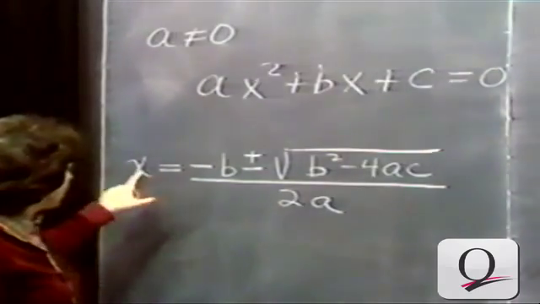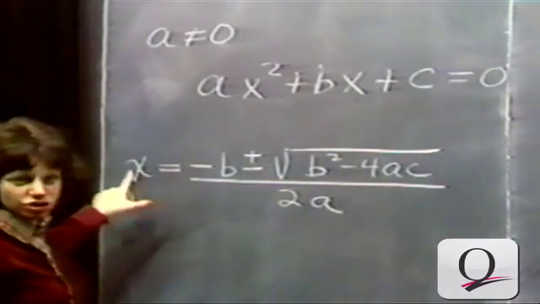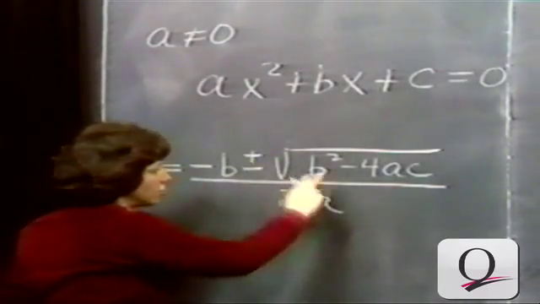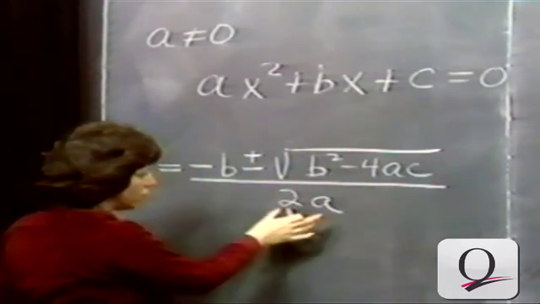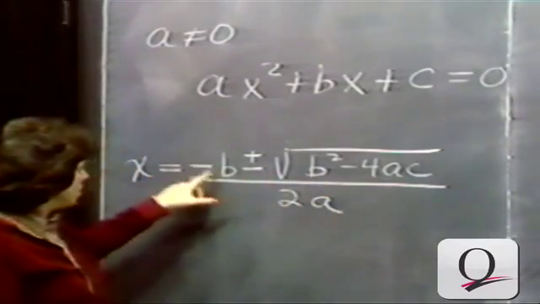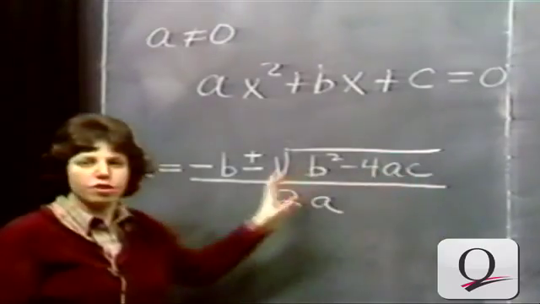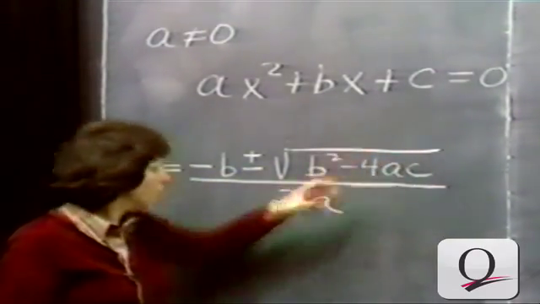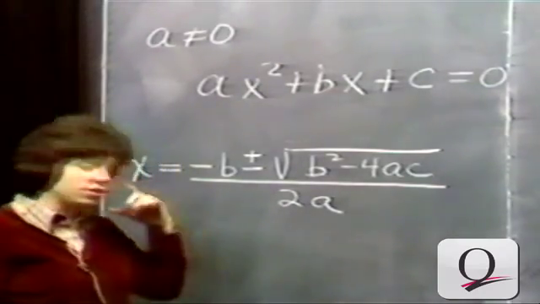Now notice that this is giving us two solutions for x. We have minus b plus and minus the square root of b squared minus 4ac over 2a. Okay, we substitute into the formula, and we take minus b plus the square root over 2a, that's one solution, minus b minus the square root here over 2a, that's the other solution.